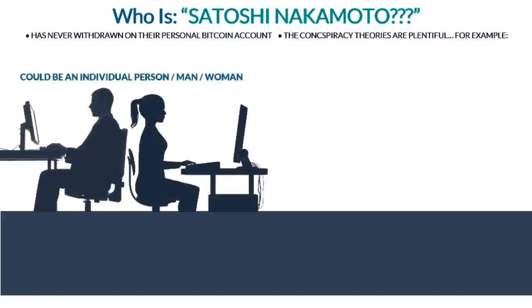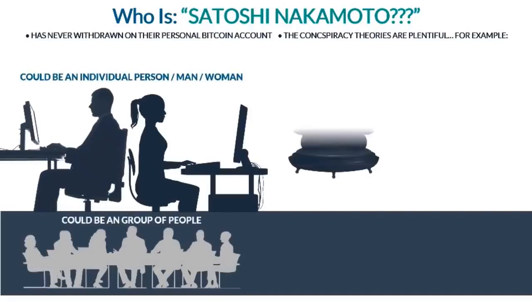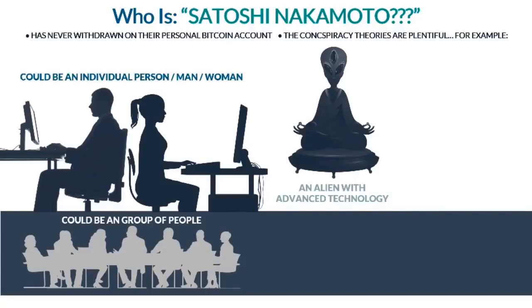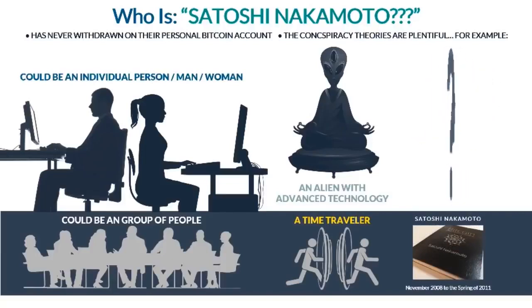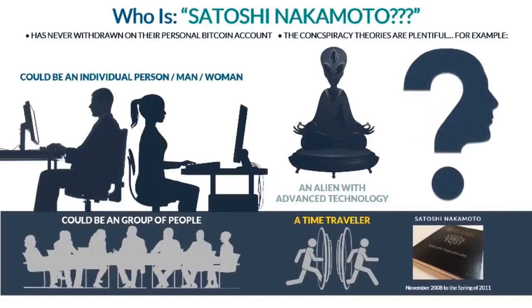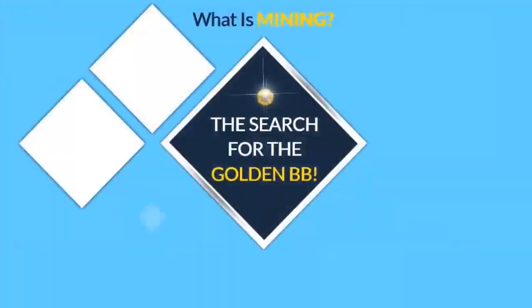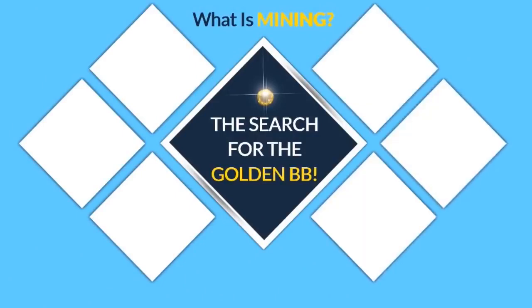We actually don't know if it's a guy or a woman or maybe a group of people, or an alien with advanced technology, or maybe a time traveler from the future that came back in time to release this new technology. All we know is that in November 2008 he released this white paper. Some people on the internet decided to adopt it, and it started going, and nobody has seen or heard from this Satoshi Nakamoto since the spring of 2011, and he's yet to remove a Bitcoin from his account. Even a Satoshi, which is what they call the very smallest unit of Bitcoin, is named after the inventor.